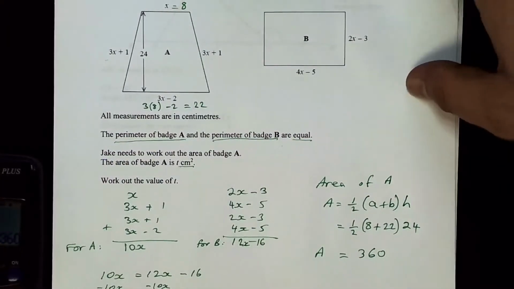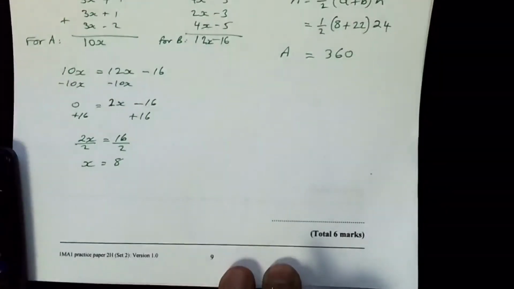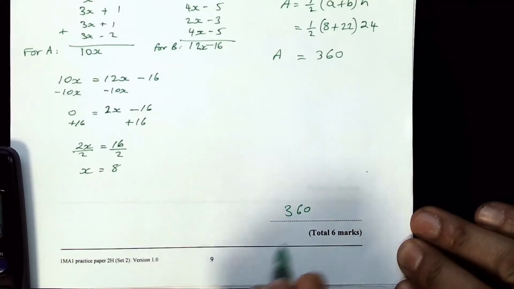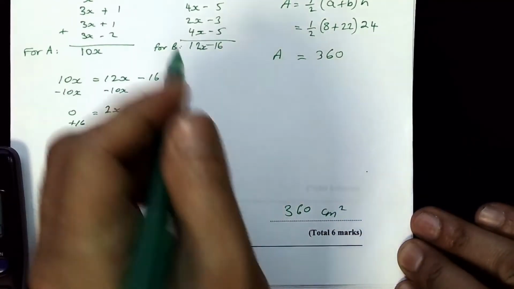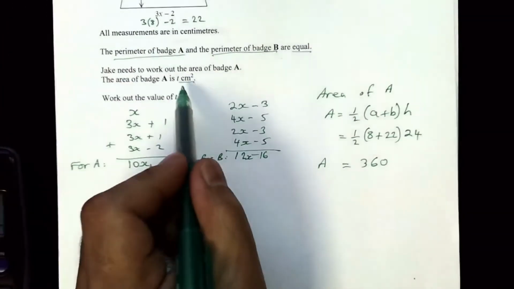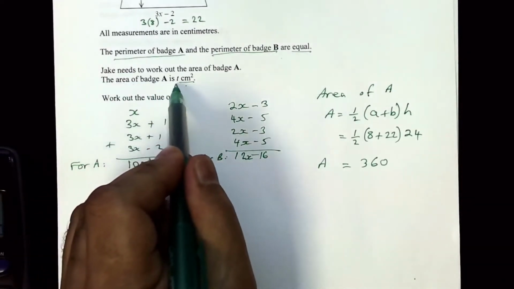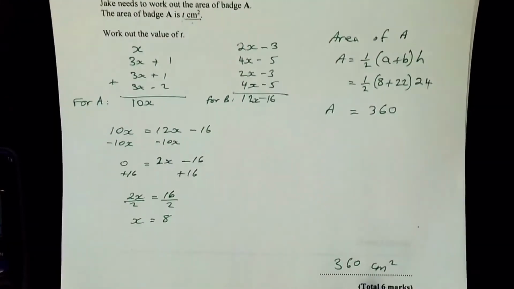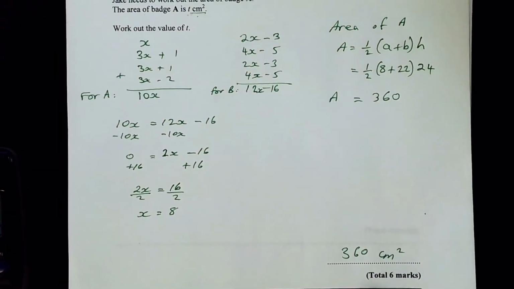of badge A. So on the answer line, I'm going to write 360 centimeters squared, because that's what the question said. The area of badge A is t centimeters squared, so t is 360 centimeters squared.